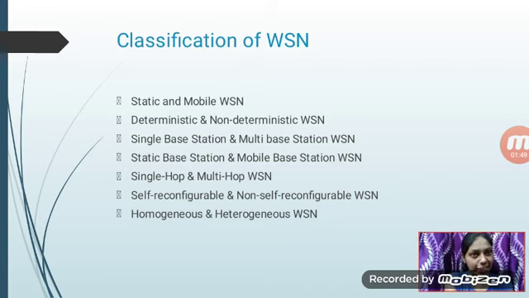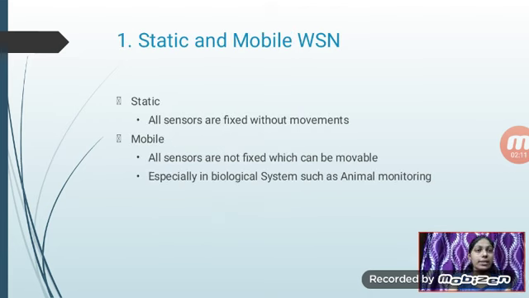The next is the classification of the wireless sensor network. First is static and mobile, second is deterministic and non-deterministic, third is single base and multi-base, fourth is static base station and mobile base station, fifth is single hop and multi-hop, sixth is self-reconfigurable and non-self-reconfigurable, and the last one is homogeneous and heterogeneous. Now I am explaining the first classification, static and mobile.